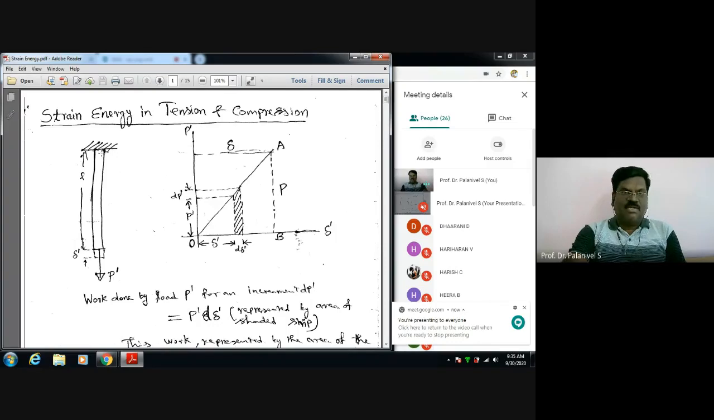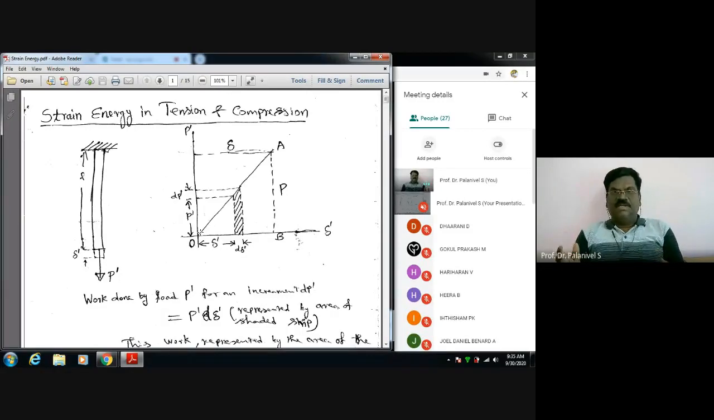I have a body, a prismatic bar of length L, subjected to a pulling action. At any instant of time, the load acting on it is, say, P dash. The corresponding deformation in the bar is del dash. So I am taking a plot. In the abscissa, I am taking the deformation del dash. In the ordinate, I am taking the applied force P dash. I am plotting it.